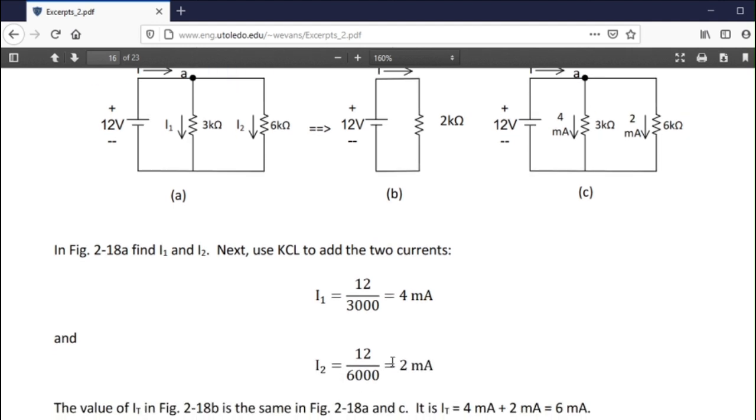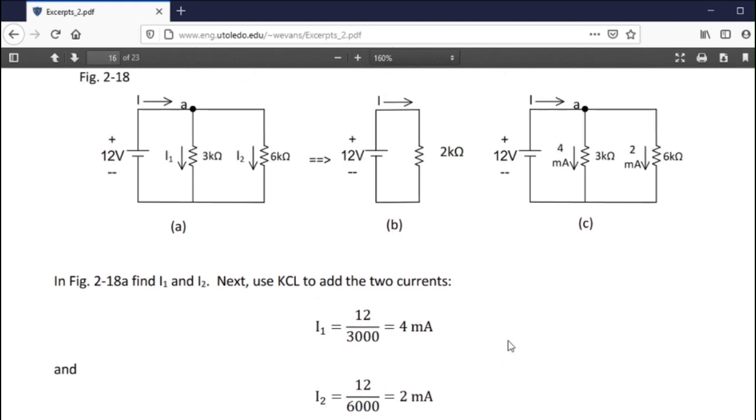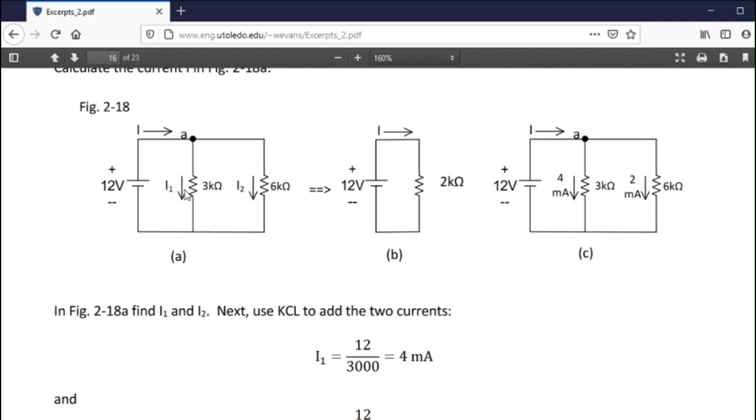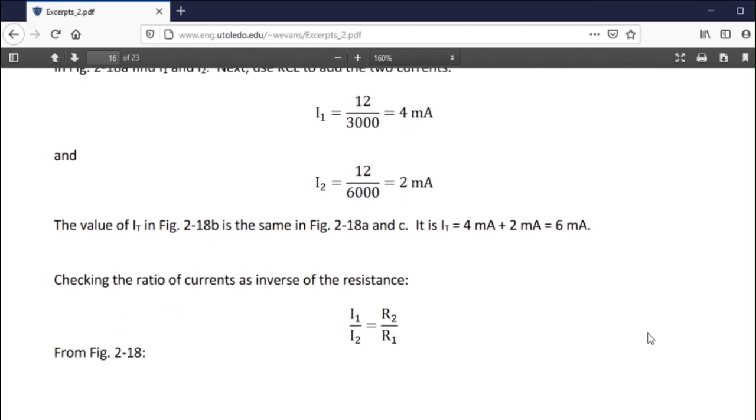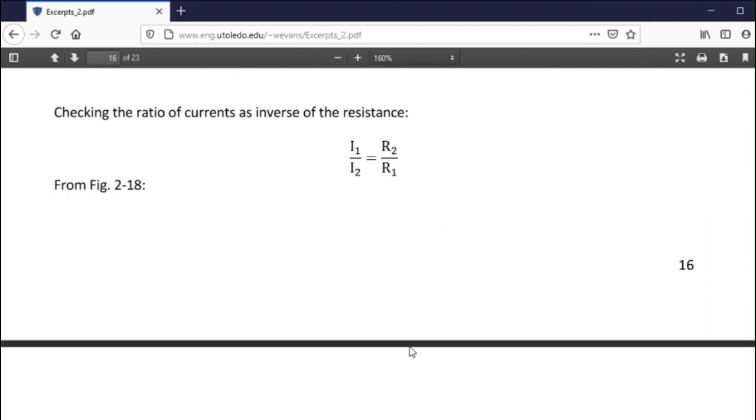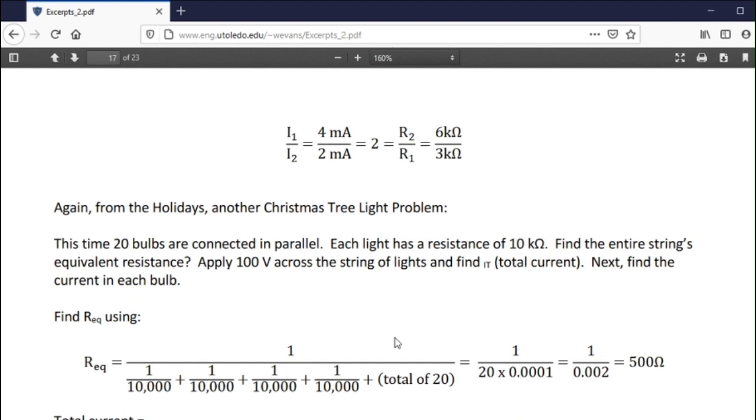It's equal to the sum of the two. 4 plus 2 is 6 milliamps. So if I find the current through here and the current through here and add them up, it would be the same as the current through the resistance. Here, the currents are opposite the resistance. Again, we don't use this very much, but you can at least note that it exists.